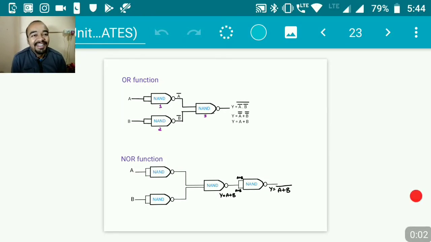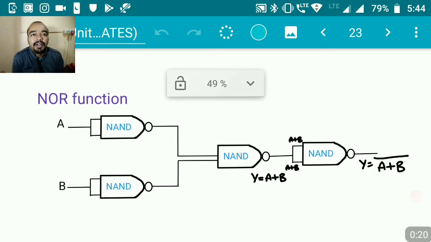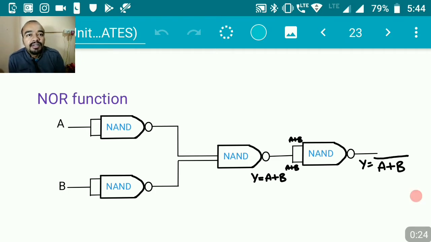Hi all, in this video we shall continue with how we can realize the further gates like NOR logic gate, XOR logic gate and XNOR logic gate using NAND gate. Okay, so let us directly go into the circuit or the logic diagram. The logic gate that we are using here is NAND gate only.